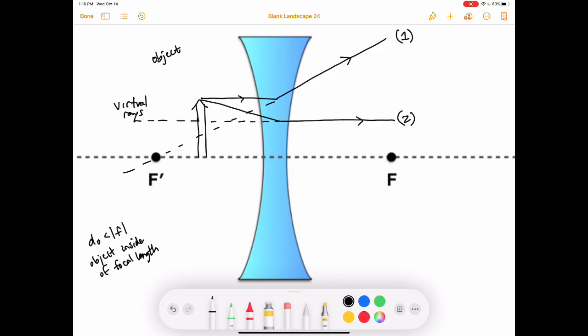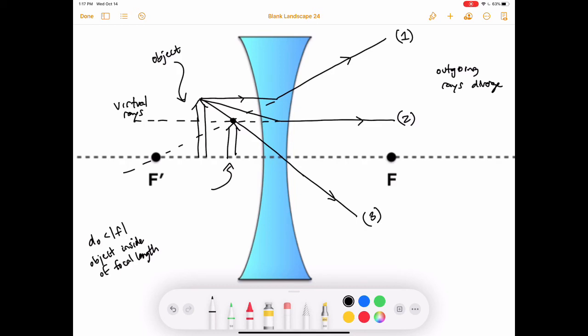And then finally, let's do ray number 3. It goes straight through the center of the lens, and it's not bent after going through the lens. So there's ray number 3. So notice how the outgoing rays, once again, diverge. So there's no real image forming. It's only that when you trace those outgoing rays back behind the lens, they appear to converge right here, which is where the image of the tip of the arrow is forming. So here's the object, here's the image. They're kind of close to each other now.